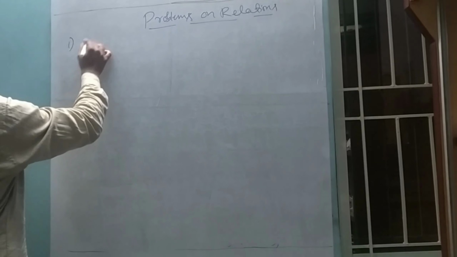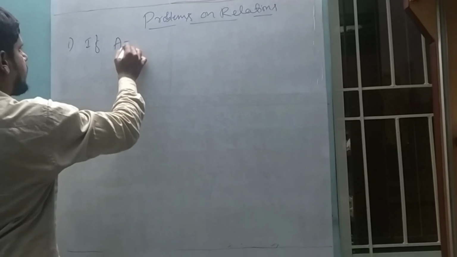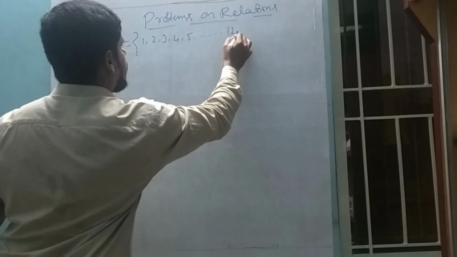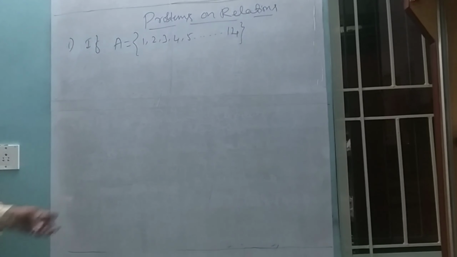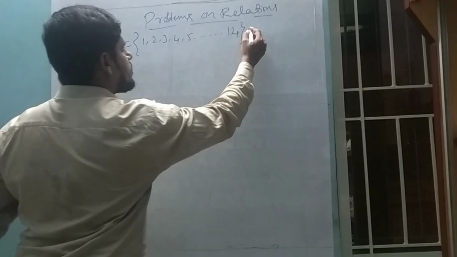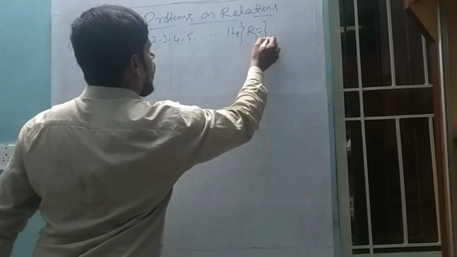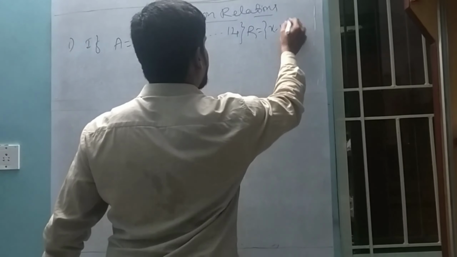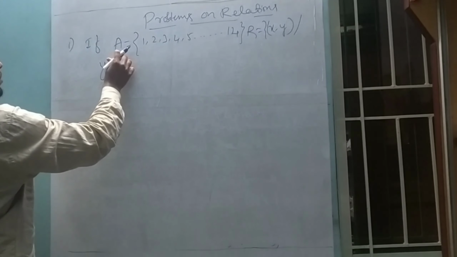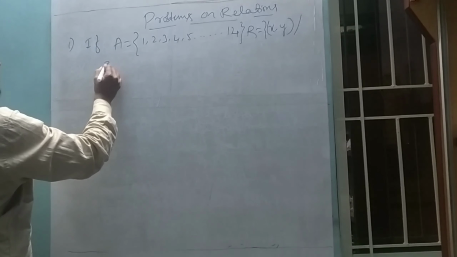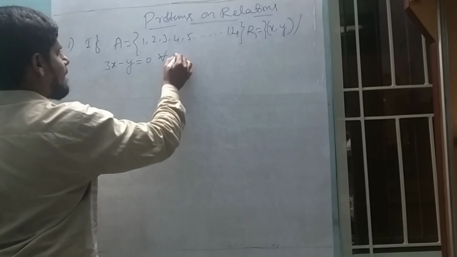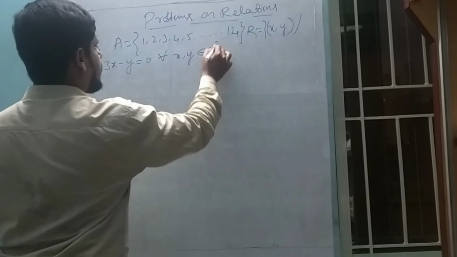Suppose I have a set A. It has 1, 2, 3, 4, 5, up to 14 elements. In this set, I have 14 elements, and a relation is defined according to this. That is a relation R = {(x, y)} such that 3x minus y is equal to 0 for all x, y belonging to set A.